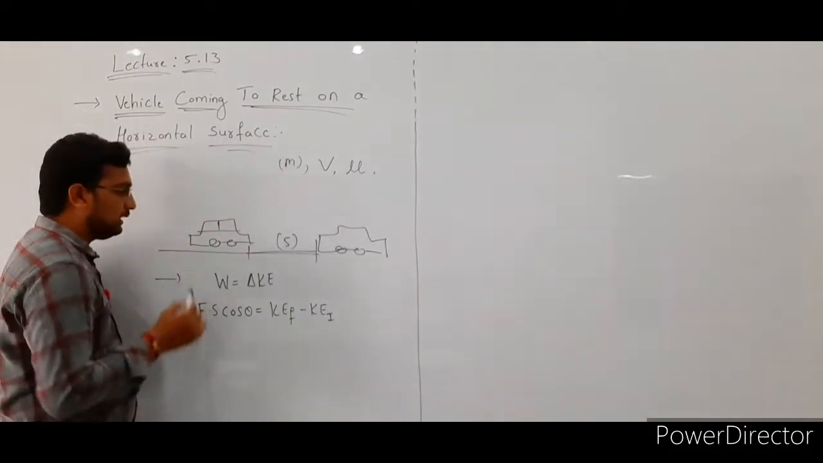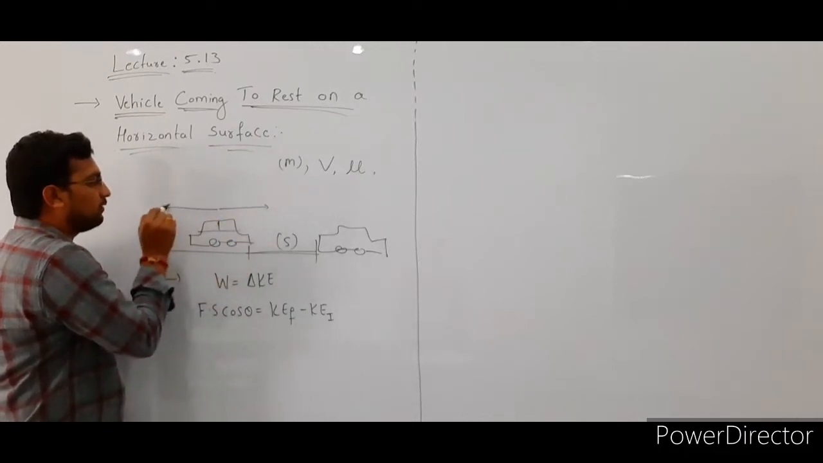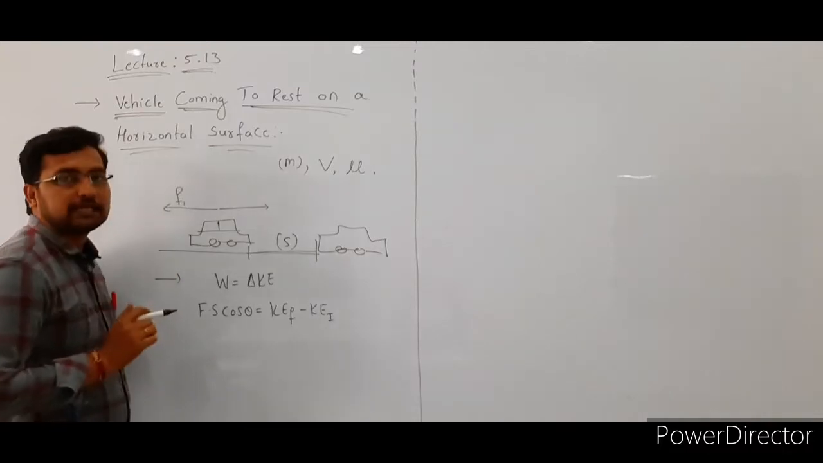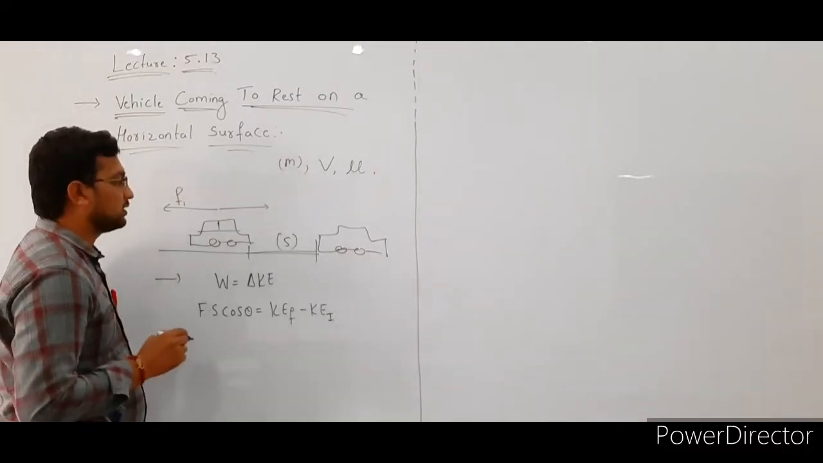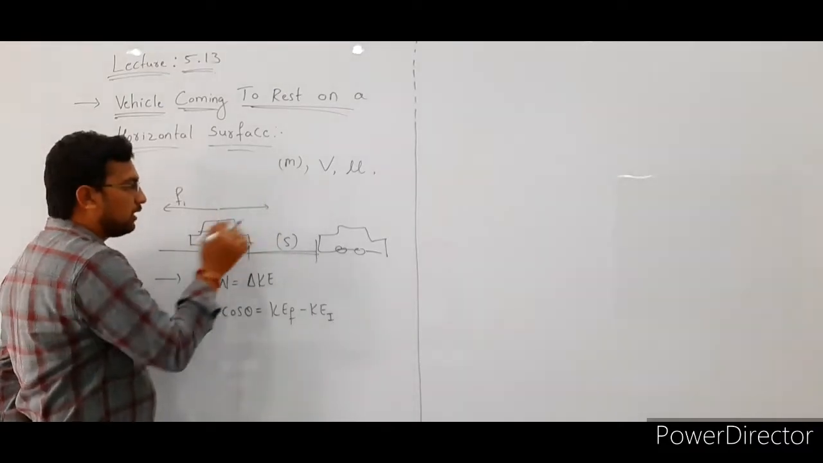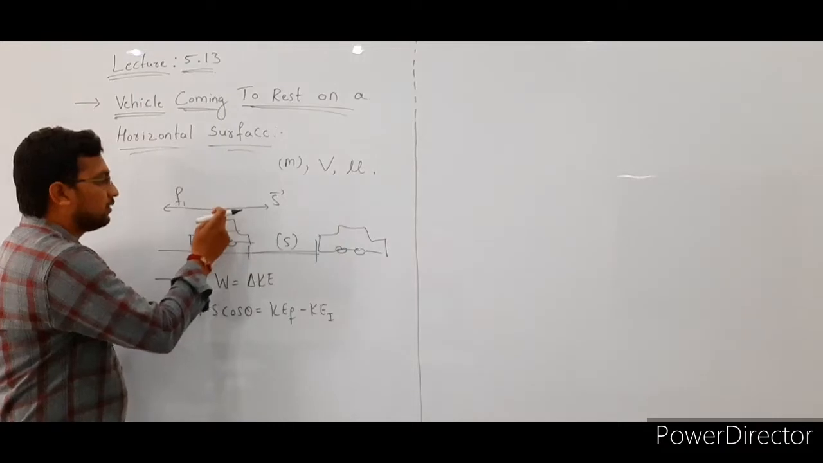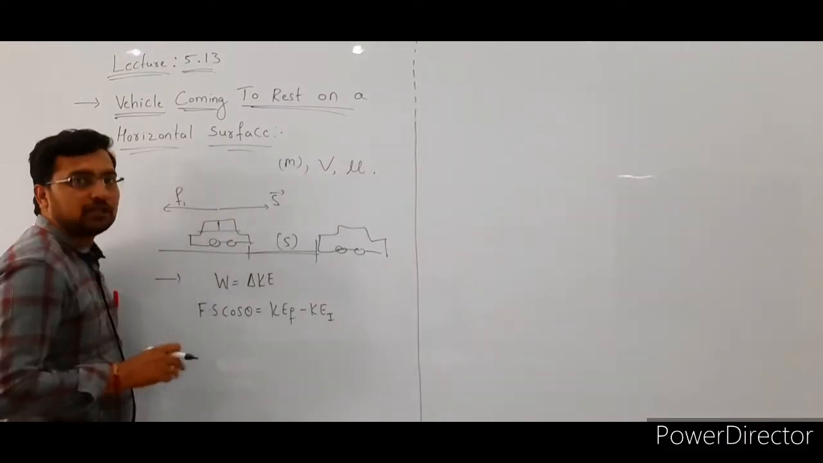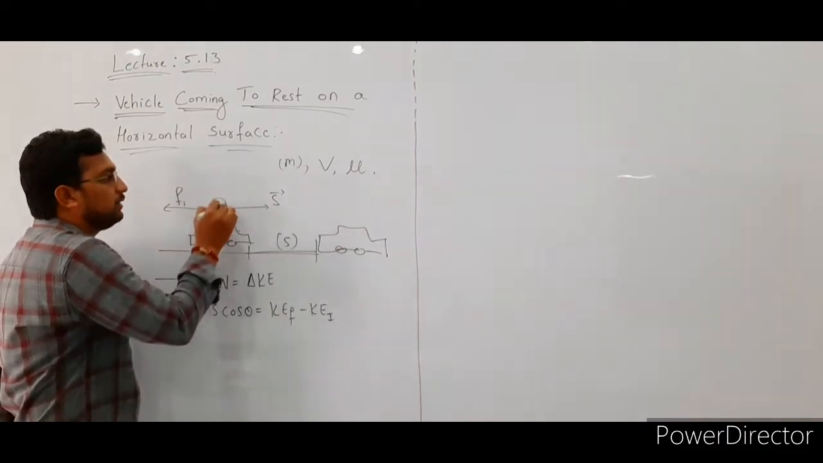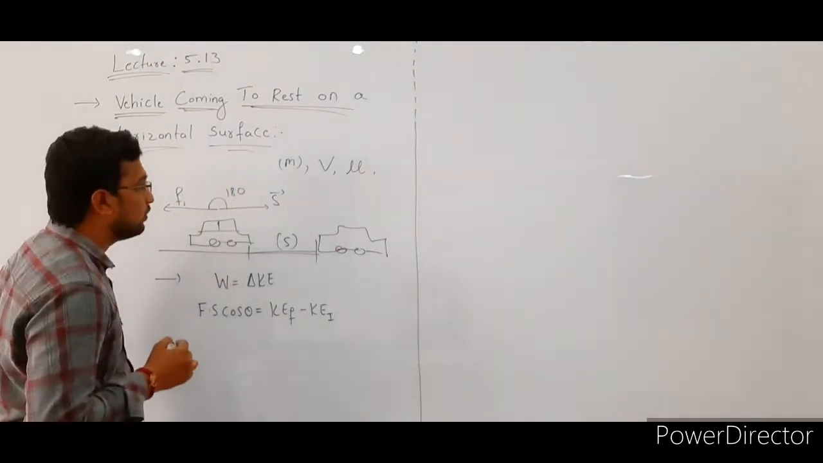See here, the vehicle is moving in this direction, but the frictional force is acting in the opposite direction, and the displacement of this body is in this direction. The friction force acts in this direction and the displacement in this direction, so the angle between these two is 180 degrees.